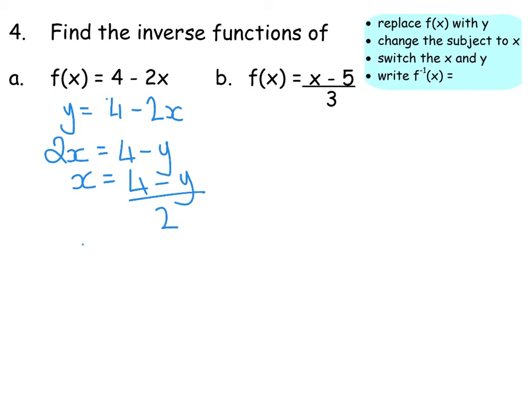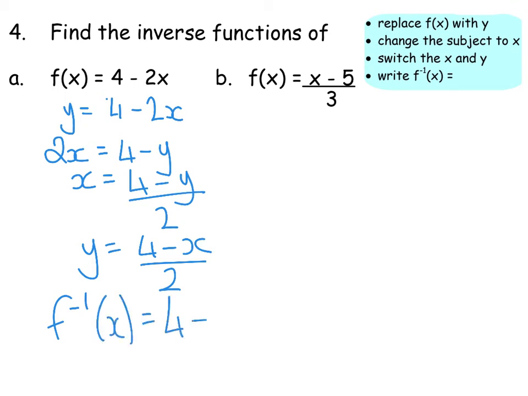Then we switch the letters around, so that becomes y, and that becomes x. And then, to write it as an inverse, you write f dash minus 1 of x equals 4 minus x all over 2. So that there is called the inverse function. Let's have a look at the second one. We're going to do the same again.